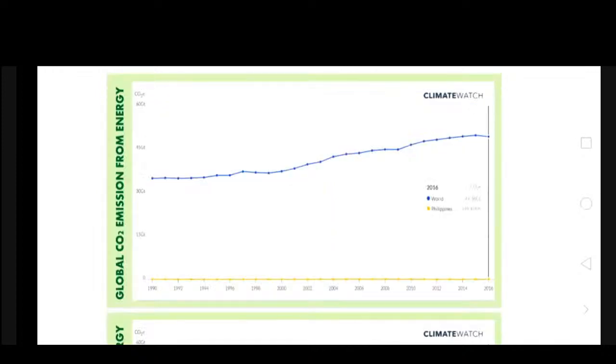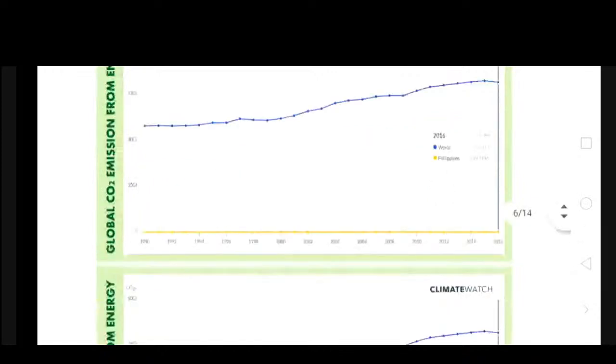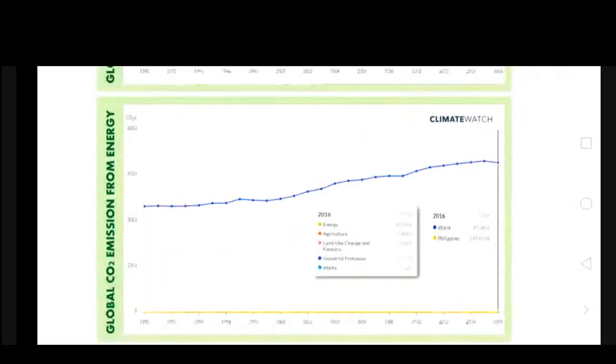Then let's talk about the global carbon emission from energy. This is the total the world has generated. Of course, I think you have an idea on what sector contributes the biggest in this number. And of course, that is the energy. The energy contributed around 36.01 gigatons, around 73% of the total global emissions. So that is a big number.